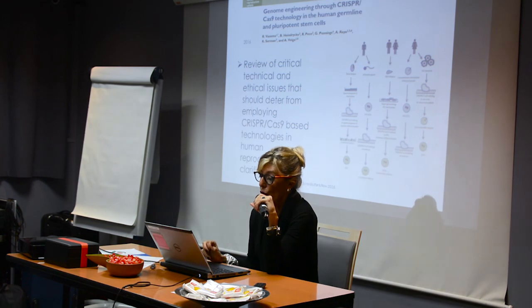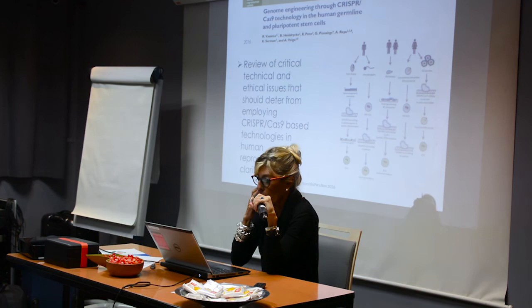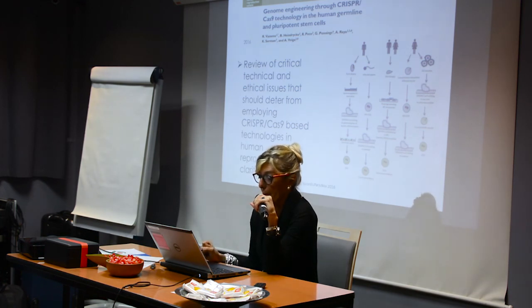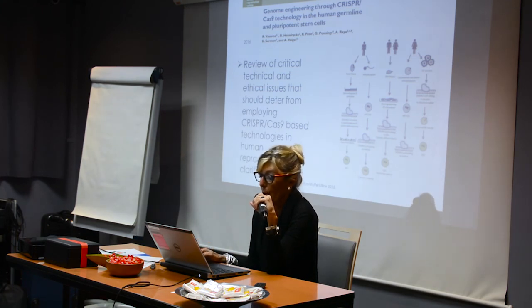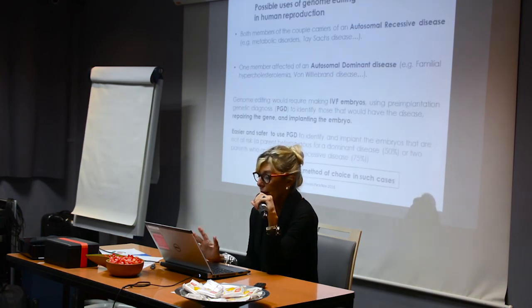This paper was produced by a group of people in the European Society of Human Reproduction and Embryology, a society to which I belong and in which I have been involved for many years. And we produced that paper referring to CRISPR-Cas to address the issues that this system implies for human reproduction. So this is a review of critical, technical and ethical issues that should deter from employing this system in human reproduction. What are the indications?